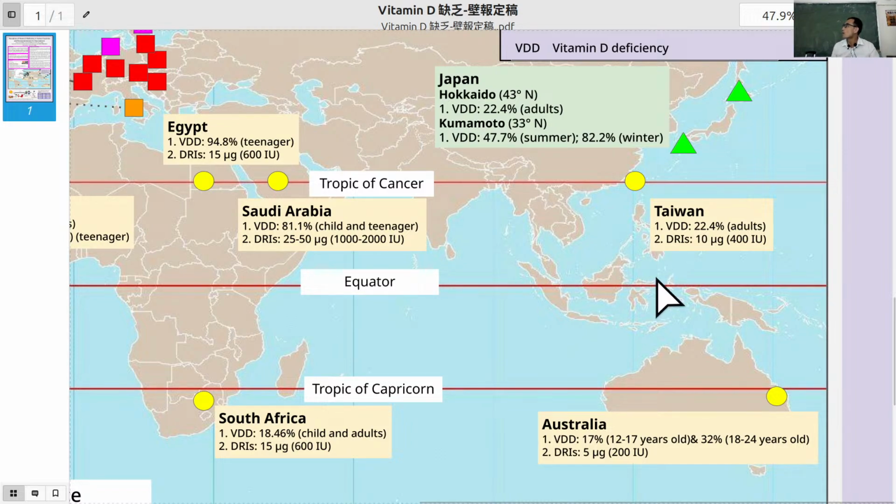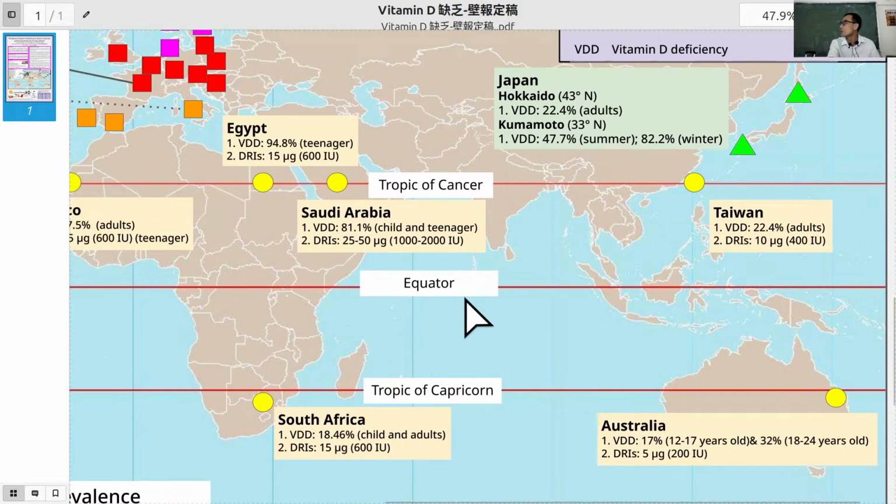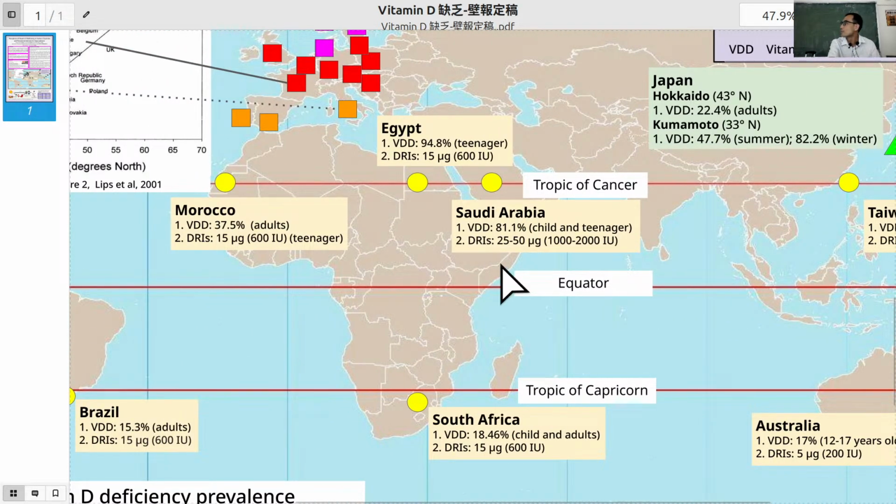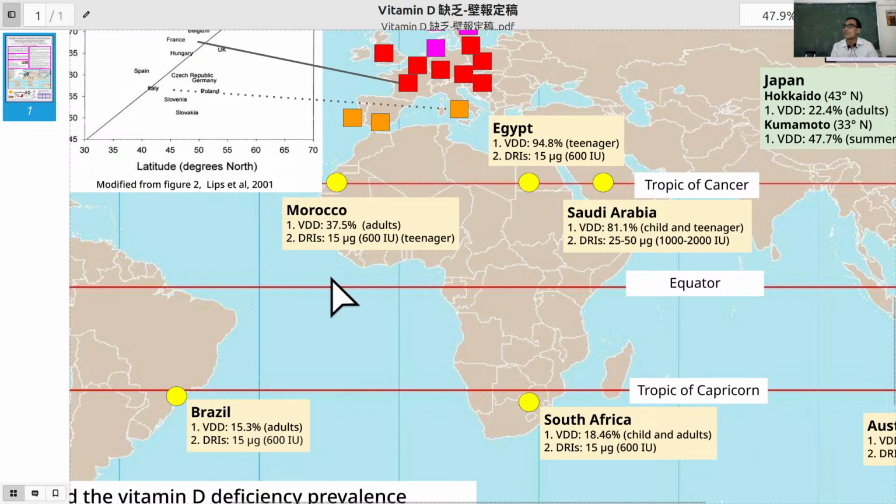Okay. In Taiwan, average vitamin D deficiency is 22%. 20% is not high. But check the similar countries in a similar latitude. Saudi Arabia, the VDD, the vitamin D deficiency, is 81%. In the beginning, we were surprised by this number because we thought Saudi Arabia is a very rich country. They don't need to pay any tuition until college. They don't need to pay any tuition because they are oil countries. And here, Morocco is another country with a vitamin D deficiency of 37.5.